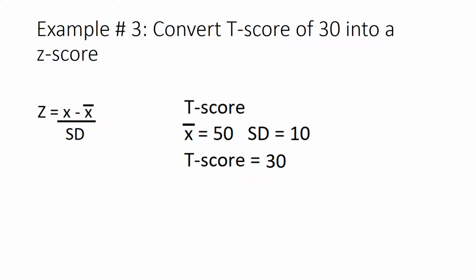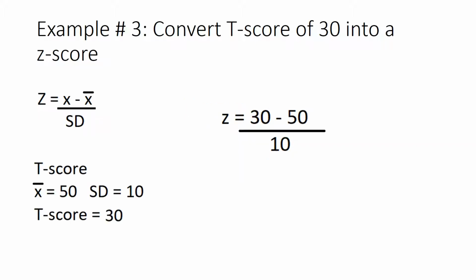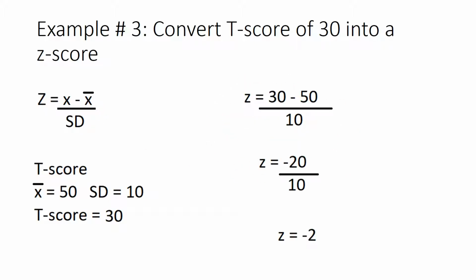Alright, now let's see if you did that problem correctly. So let's see, did you plug in t-score of 30 for x, and then did you plug in the mean of t-score, and did you plug in the standard deviation of t-score right? Was this what you had for your work? Now, is this the rest of what you had for your work? Did you end up with negative 20 over 10, and then with your answer being z-score equals negative 2? If so, great job. If not, that's totally fine. We can practice some more.